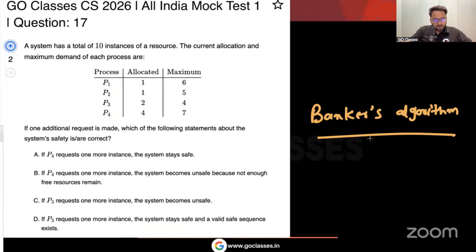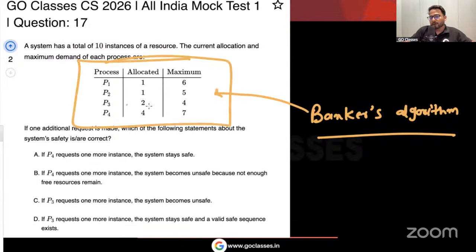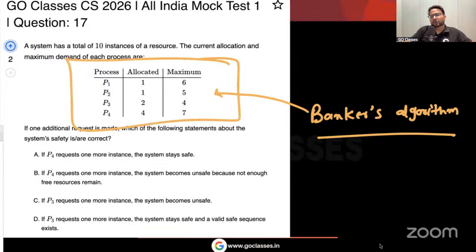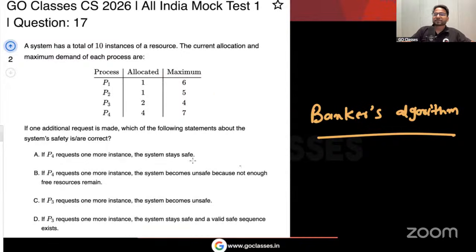Now you see one thing here. We apply the Banker's algorithm to check whether the current system is in a safe state or not. But they are not asking whether the current system is in a safe state. Basically, we apply Banker's algorithm for dynamic checking also, which means suppose P4 is requesting some resource, then should it be allocated or not.